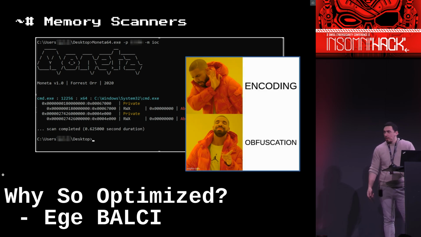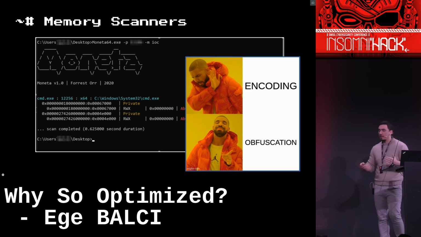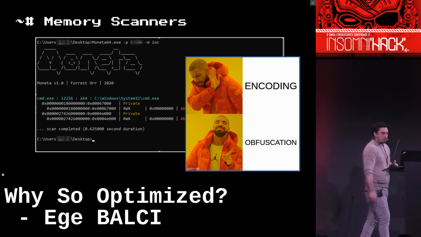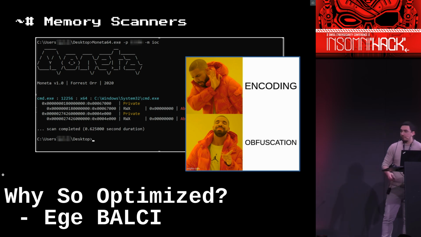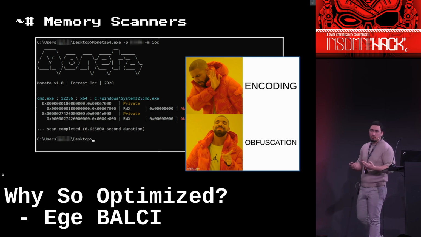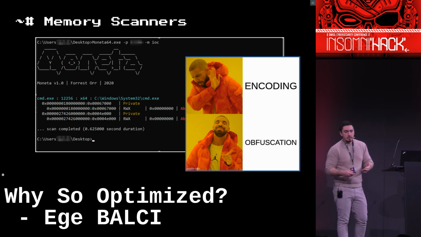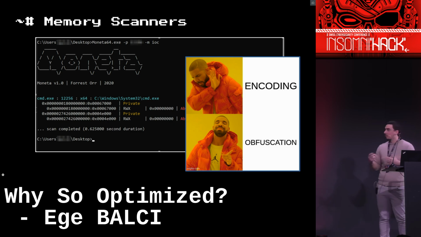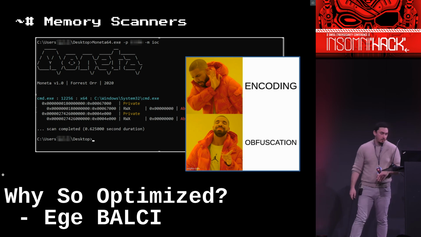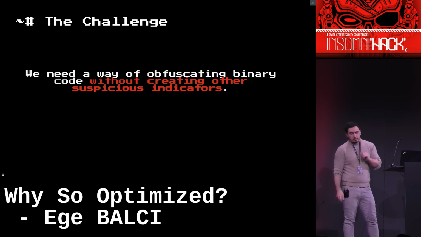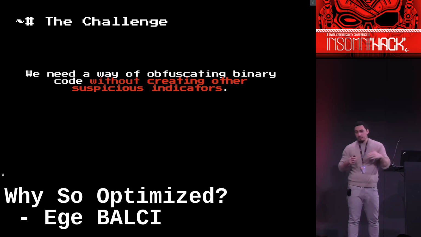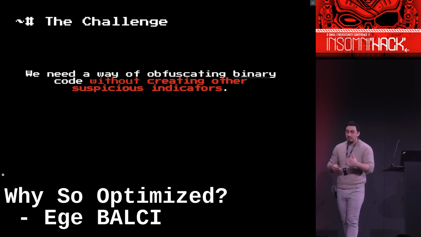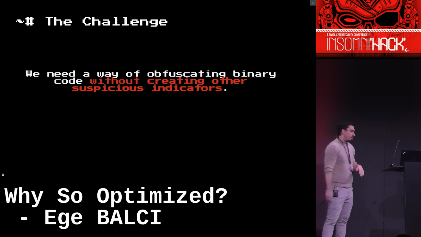But we don't have to use encoding. We have many ways of bypassing rule-based detection, and obfuscation is one of them. When you use code obfuscation, you don't have to use self-modifying code. Also, since you will be producing obfuscated but legit instructions, the entropy should also stay much lower compared to encoding. So at this point, our challenge is very clear. We need a way of obfuscating binary code without creating other suspicious indicators.